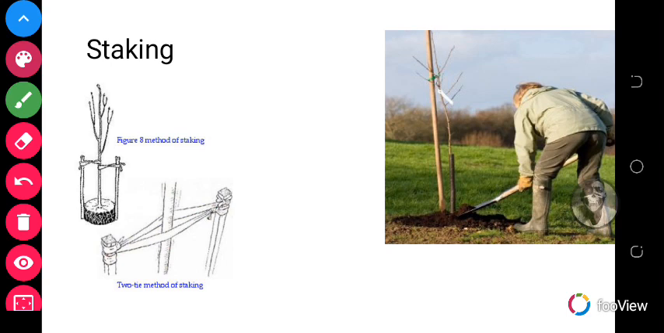So staking promotes air circulation in the farm. There's easy penetration of sunlight. It prevents the fruit from being attacked by disease, and it helps plants produce clean fruits.